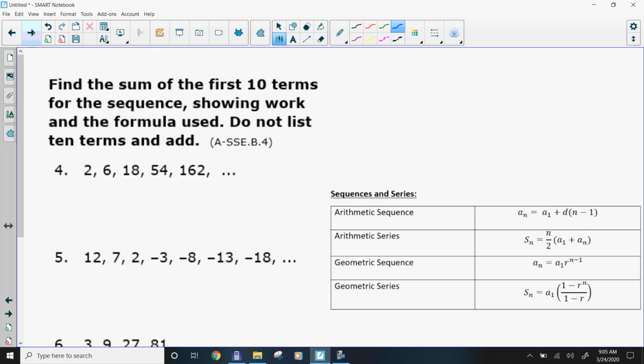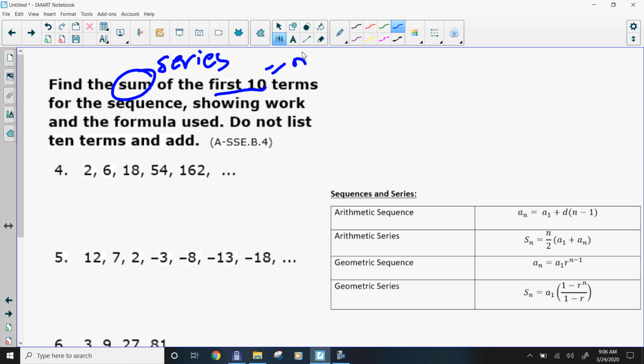This says find the sum. Sum means that we have to do a series. And when it says the first 10, that means n is 10. So let's see what we got here. In order to find the series, we have to make sure that we know what type of problem we're working with.